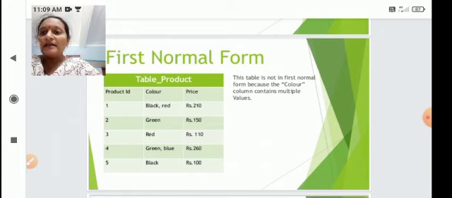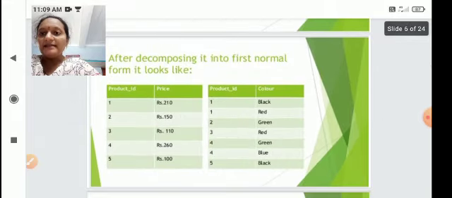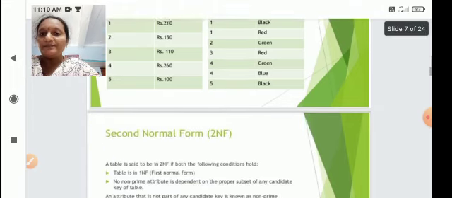So we can divide it into two tables. After decomposing into first normal form, it looks like product id and price in one table, and product id and color in another table. In this table, product id is the primary key. Based on the primary key we are dividing into two tables, so it has individual values. This is the first normal form.